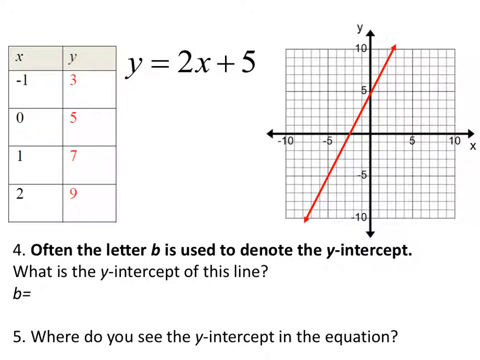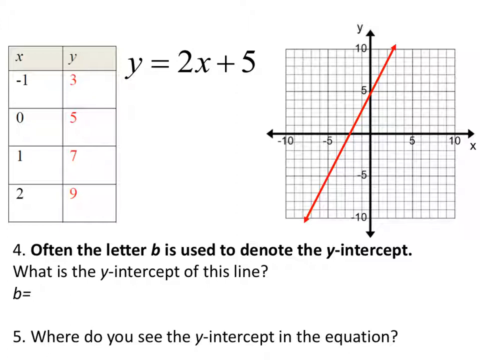Number 4, often the letter B is used to denote the Y-intercept. What is the Y-intercept of this line, and where do you see the Y-intercept in the equation? Just take a minute and see if you can answer these 2 questions with your neighbors. Alright, the Y-intercept, and we've talked about this before, but more in terms of it being a starting value. The starting value is where the line crosses specifically the Y-axis.